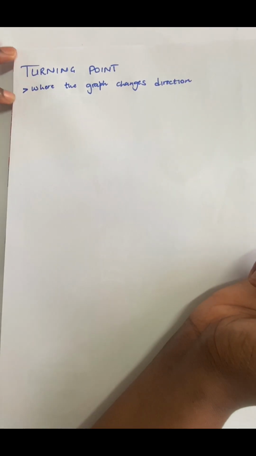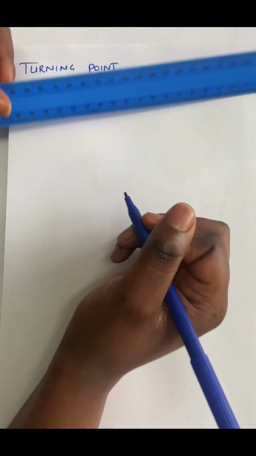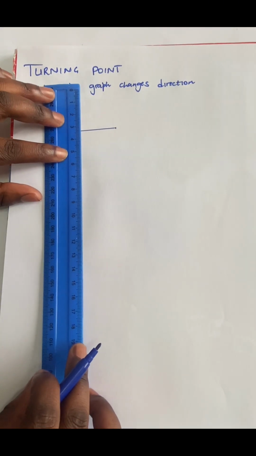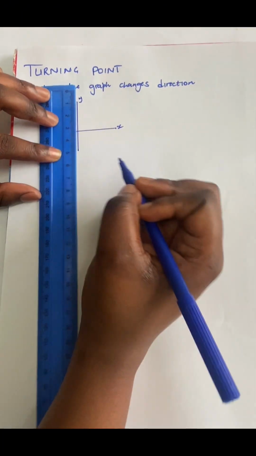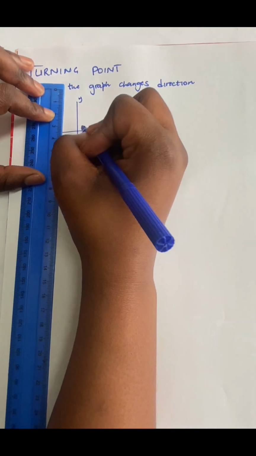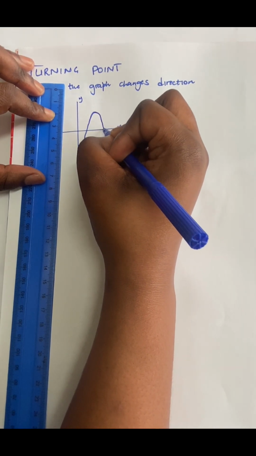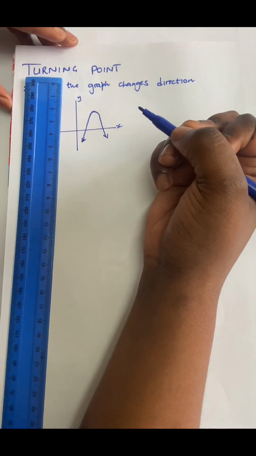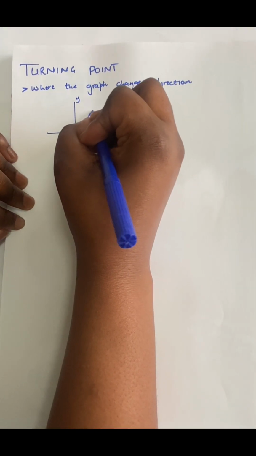Okay, it's where your graph changes direction. How? Here is how. Okay, so this is your graph here. Remember, this is your x, this is your y. Let's say your graph is like this. It's facing downwards. It means your a is negative, your graph is angry. All right, this would be your turning point.